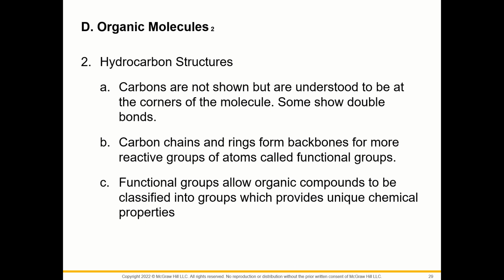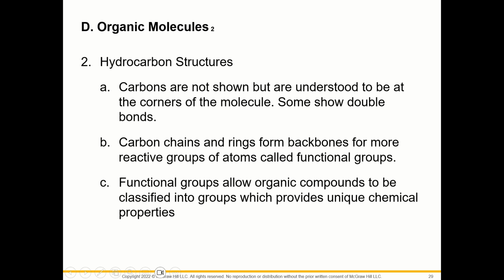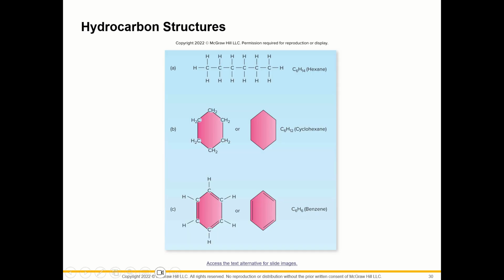Hydrocarbon structures. Carbons are not shown in the molecular structures. Like here, we see the ring, and where you see the corners here, that indicates a carbon. So carbons are not shown but are understood to be at the corners of a molecule. And some show double bonds, as featured here in the benzene, that shows the double bond between these 2 carbons.